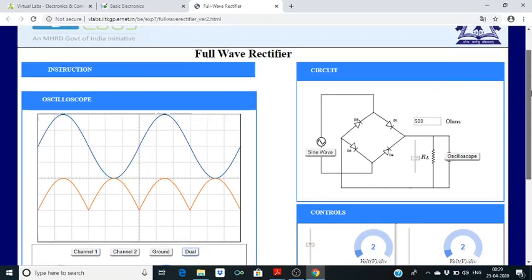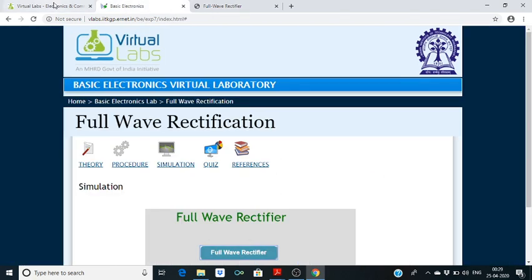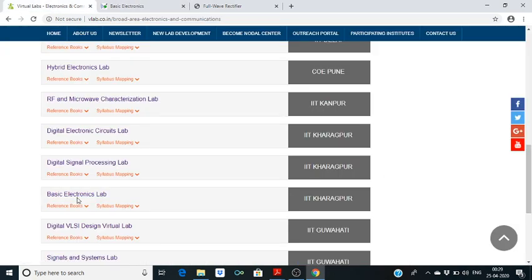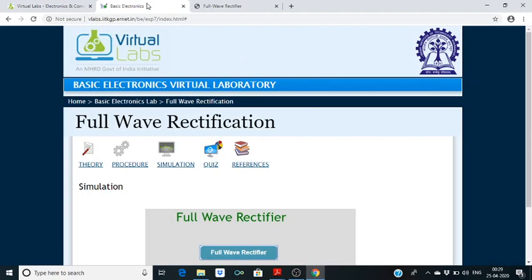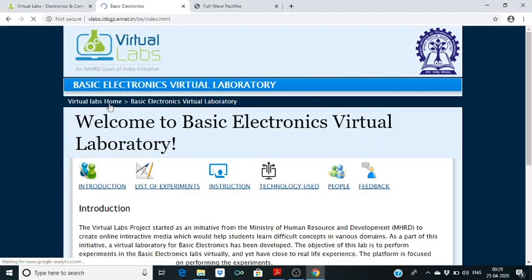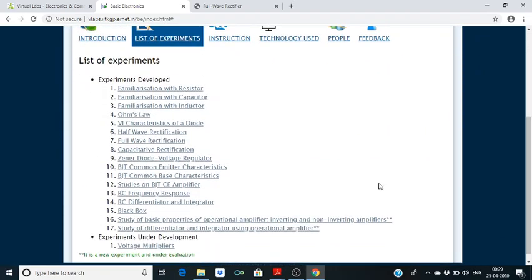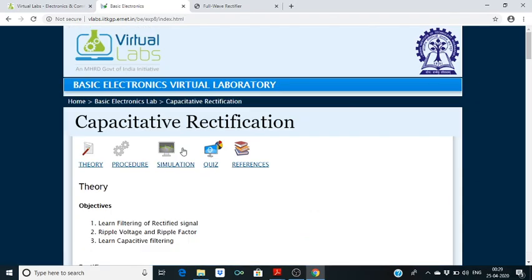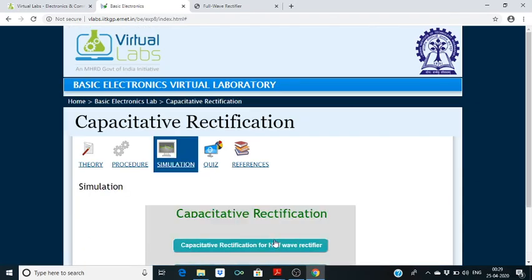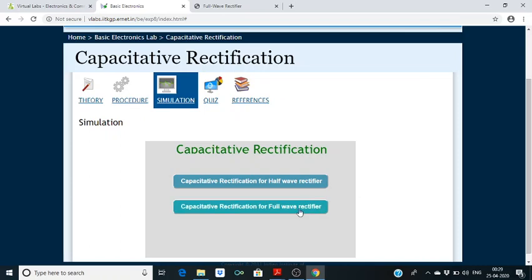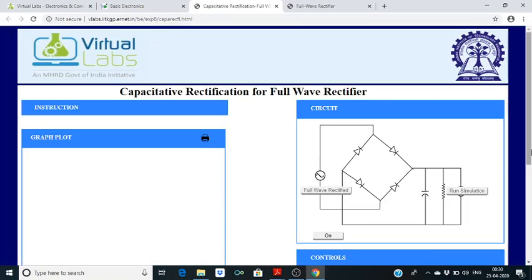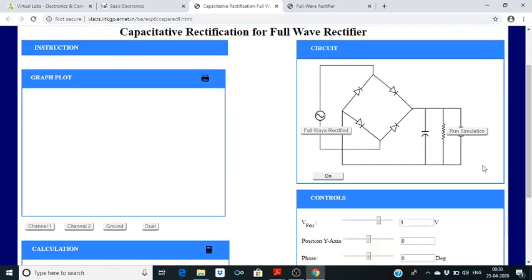Now we will see full wave rectification with capacitor filter. Under the list of experiments, capacitive rectification simulation, then we will go to capacitive rectification for full wave. Now we can see the circuit. This is the graph plot, this is for calculation, this is for control. So first of all we will switch on the circuit. So we have switched it on.